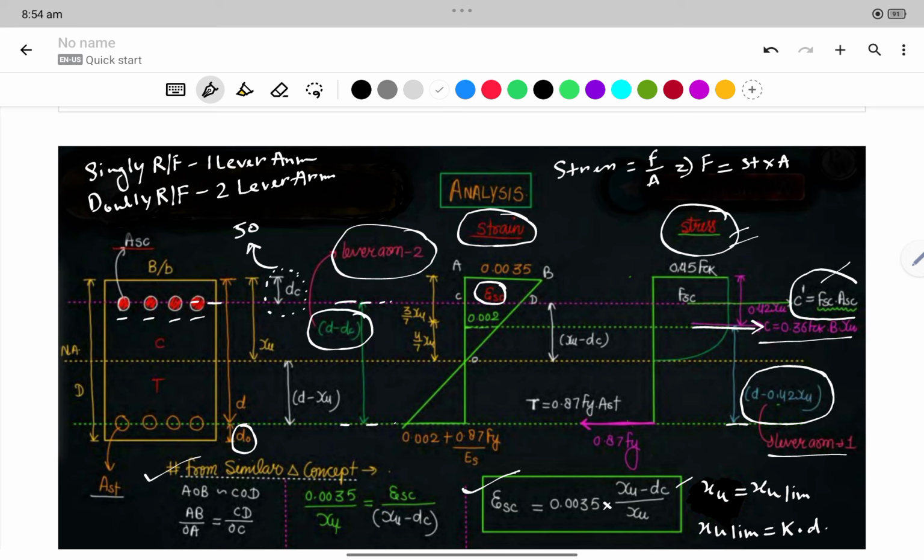Let me check what other thing can we get from here. Only this part, all other things are same.